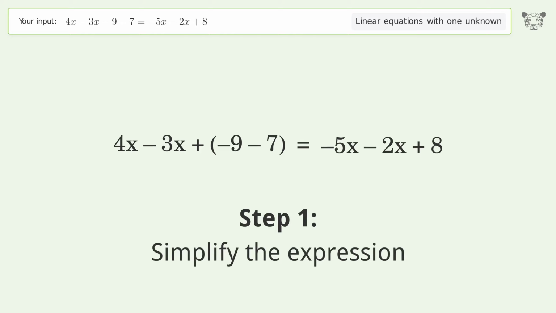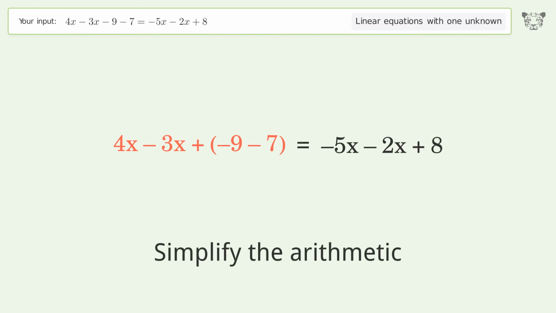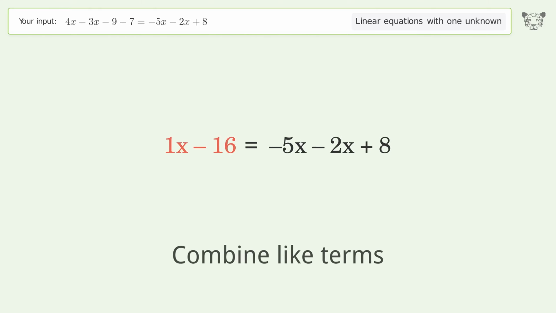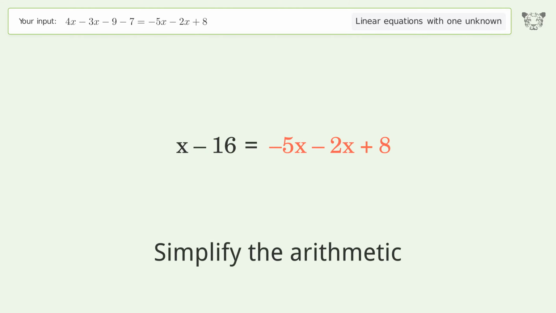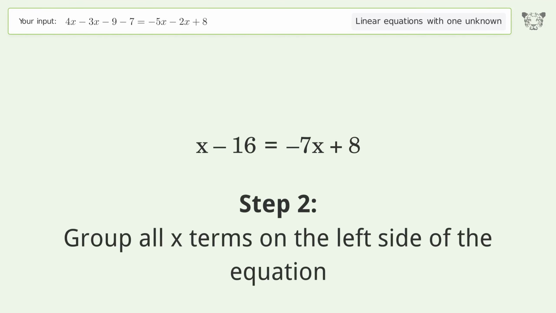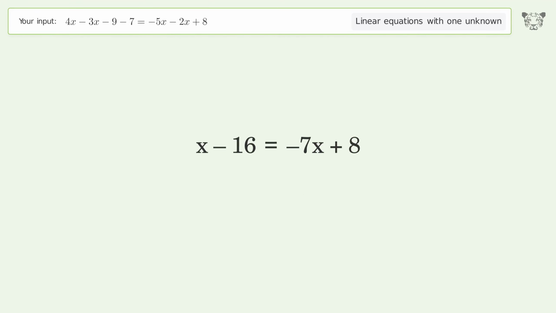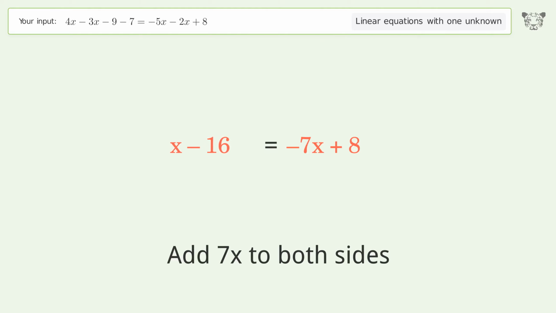Simplify the expression. Simplify the arithmetic. Combine like terms. Simplify the arithmetic. Group all x terms on the left side of the equation. Add 7x to both sides.